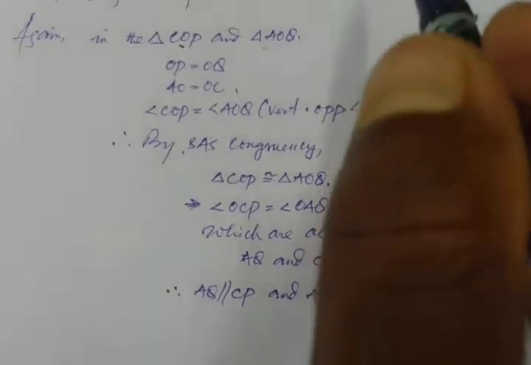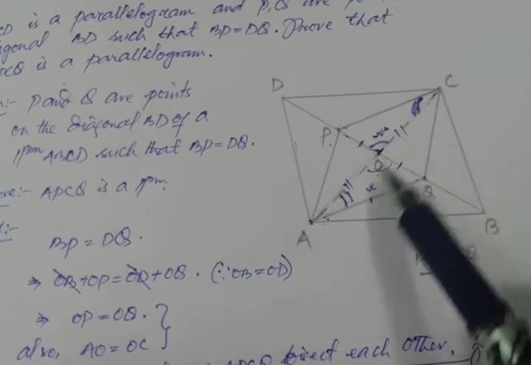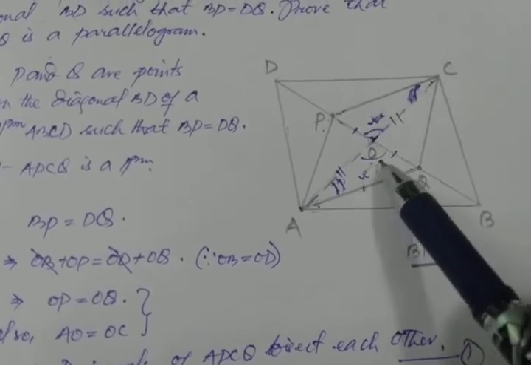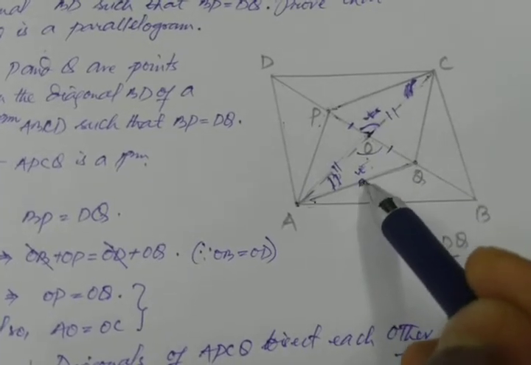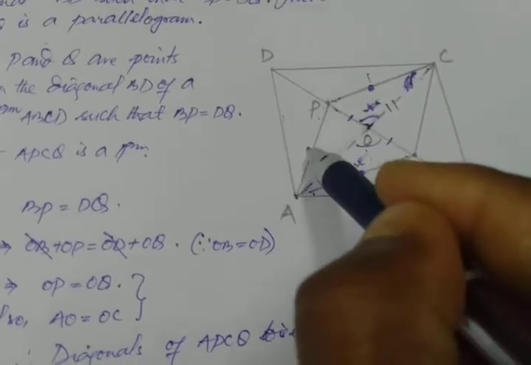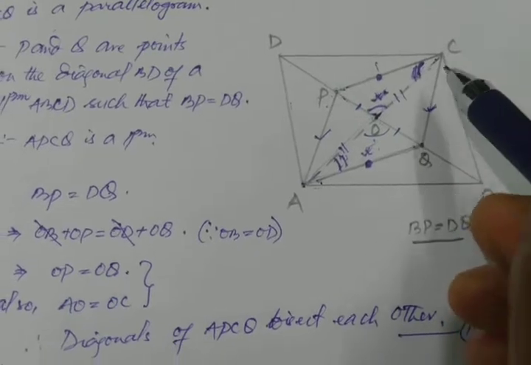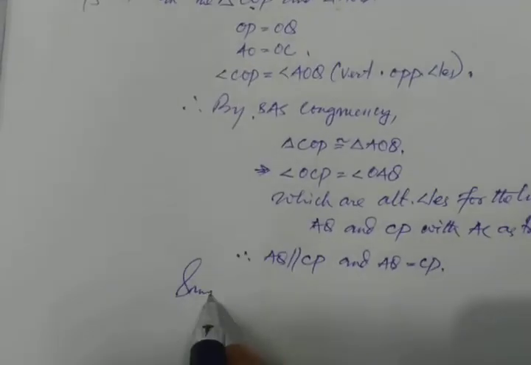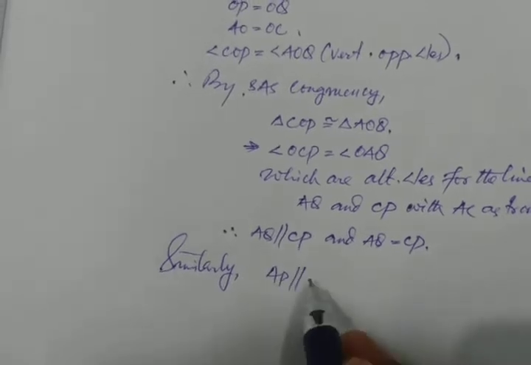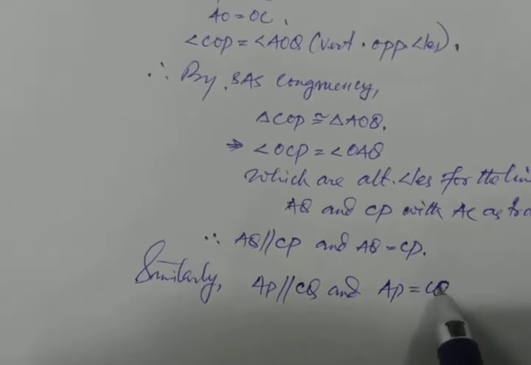Let's have a look at it. As we said, AQ is parallel to CP because alternate angles are equal. Also, AQ equal to CP because these two triangles are congruent. These two sides are equal and parallel. Similarly, it can be proved that these two sides are also equal, that is AP and CQ. Similarly, AP is parallel to CQ and AP equal to CQ.